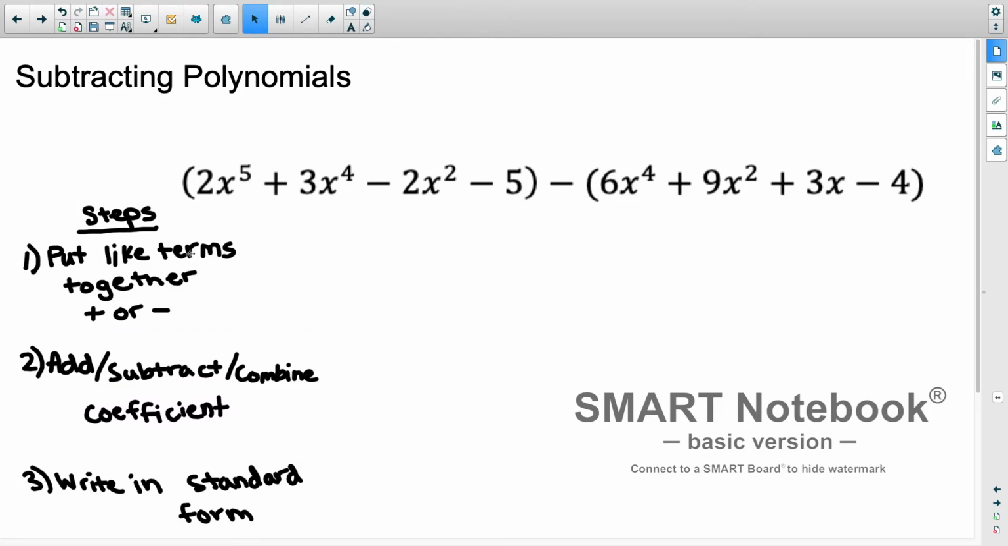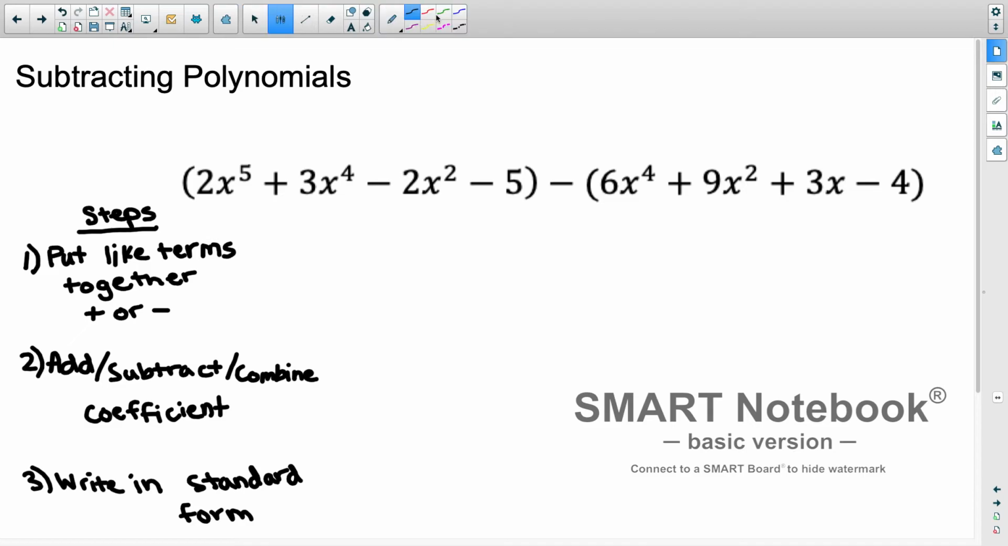So our first step is going to be to put like terms together. And this time when we look at our problem, we have 2x to the 5th plus 3x to the 4th plus 2x squared minus 5. And then we're subtracting the other polynomial, 6x to the 4th plus 9x squared plus 3x minus 4. So when we write them and pair them together, we're going to put a minus between those two because this time it says subtracting in between.